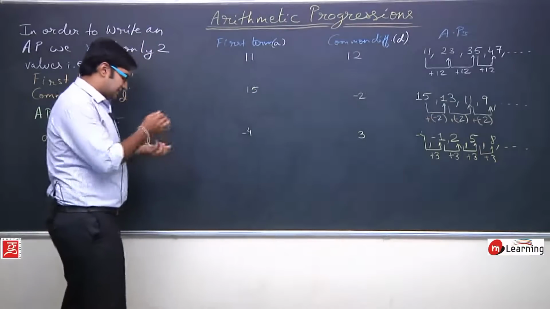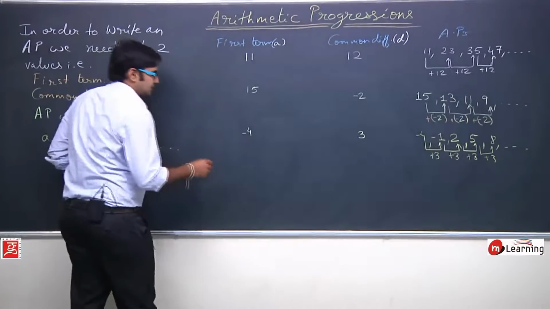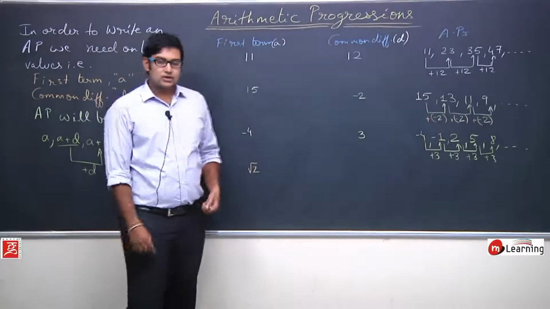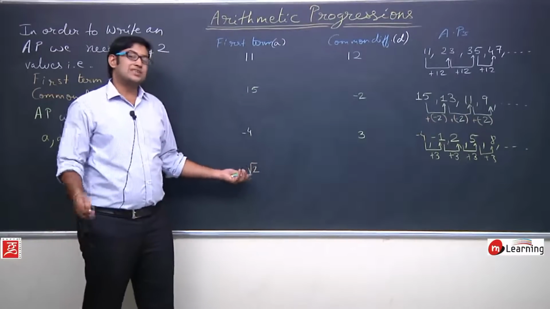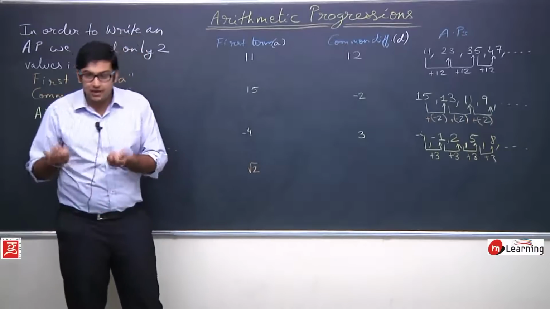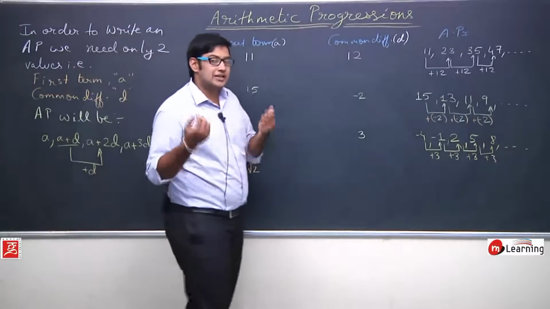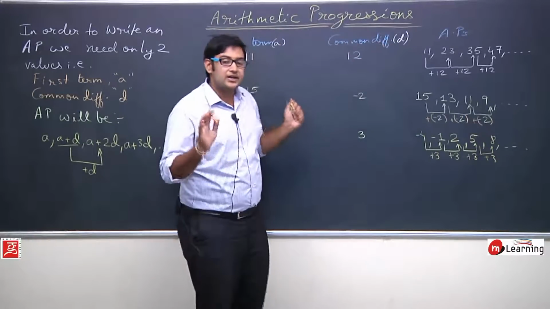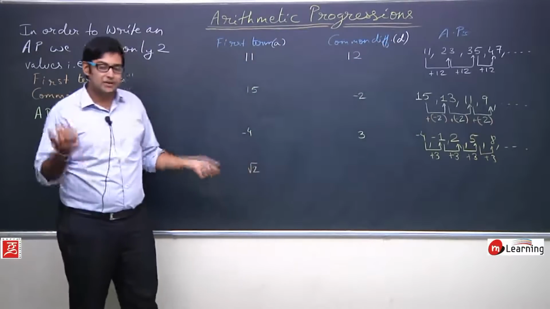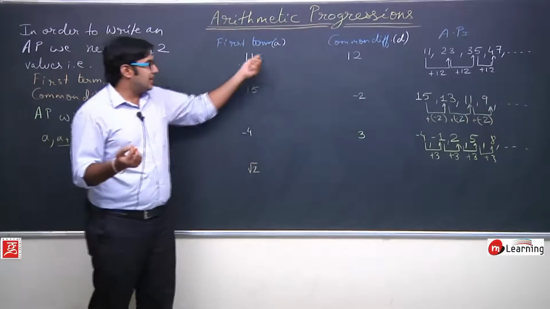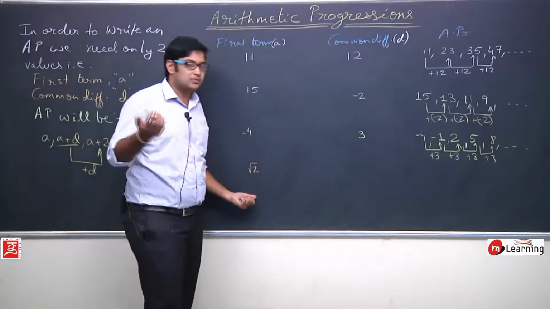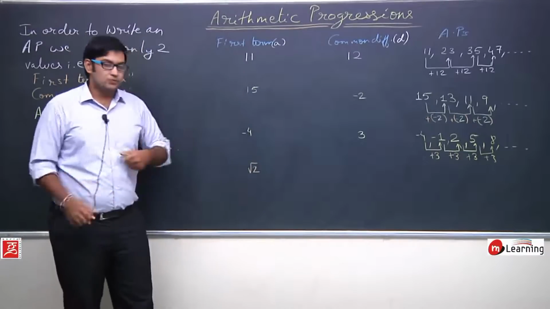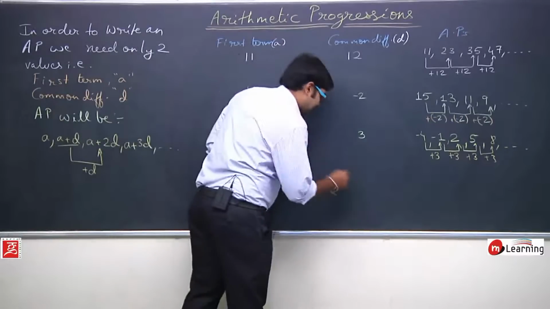Okay. Then next example, if I say first term is let us say root 2. Now root 2 is an irrational number, but it doesn't matter. Why? Because I have told you previously that A and D can be any possible real number. Root 2 is a real number, we can realize root 2, that's why I can take A as root 2. So it is possible. Whether it is irrational, rational, it doesn't matter.